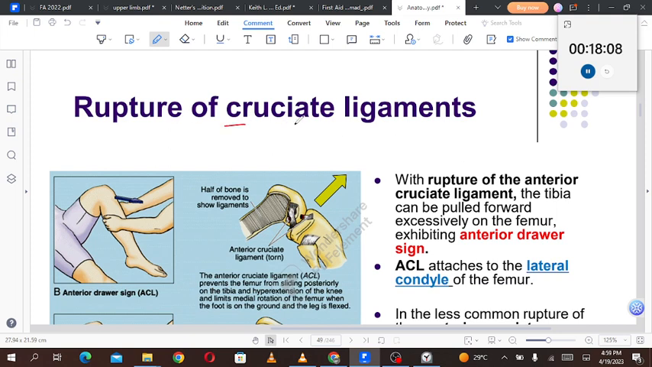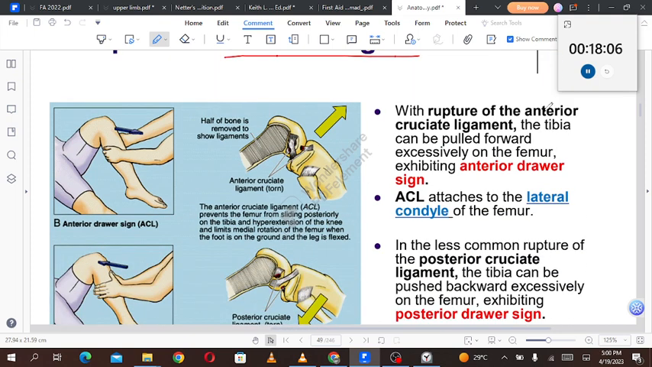Then talking about rupture of the cruciate ligaments. With the rupture of the anterior cruciate ligament, the tibia can be pulled forward excessively on the femur, exhibiting the anterior drawer sign. So it can be pulled anteriorly, and that is showing the anterior drawer sign if there is damage to the anterior cruciate ligament.